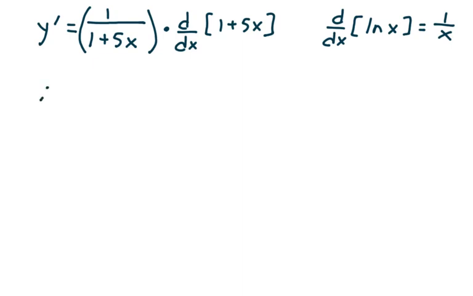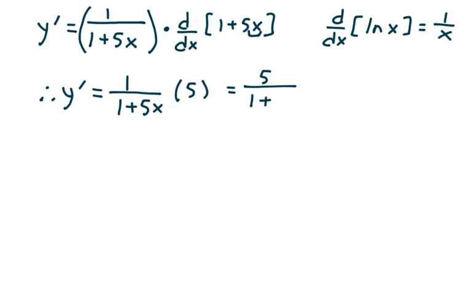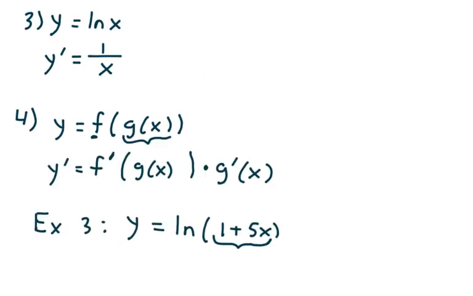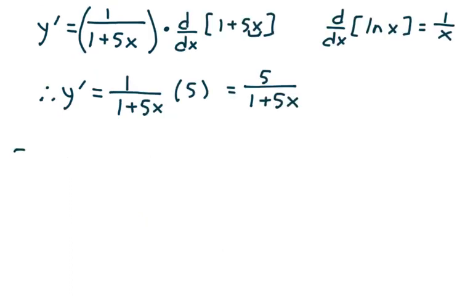And so, therefore, y prime is equal to 1 over 1 plus 5x times 5, right? Because the derivative of x is 1. And so this is 5 over 1 plus 5x. And that's how you do the chain rule, okay? And this is for rule 4, right? So let's talk about another rule.